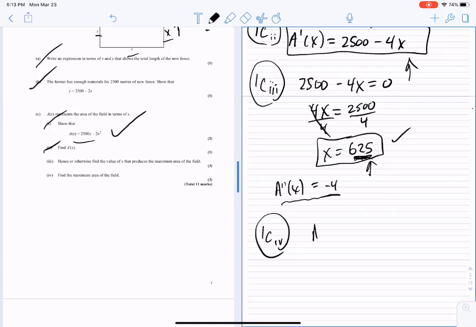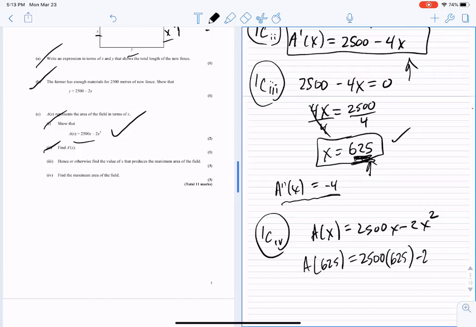So we have an area formula, which they gave me here in part C, which was 2,500x minus 2x squared. Now what I'm going to do to find the maximum area is plug in that value that would give it to me, which is 625, for x. Let's do that: 2,500 times 625 minus 2 times 625 squared. And then we use the calculator.